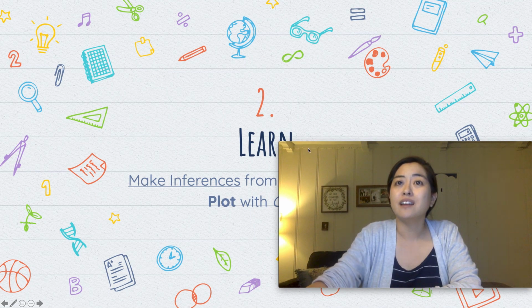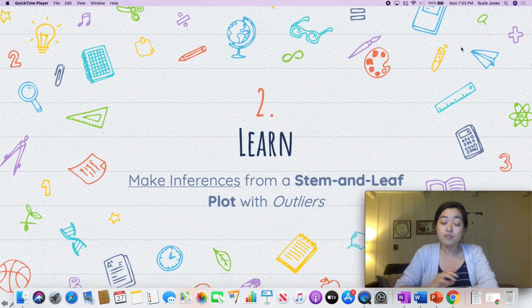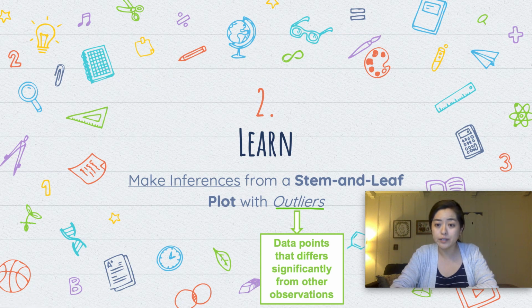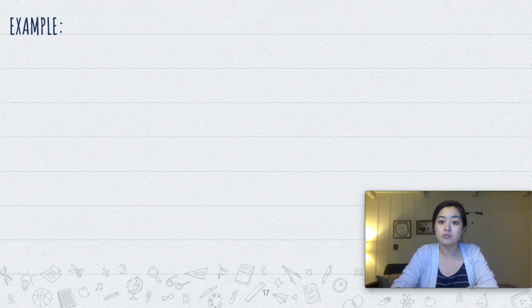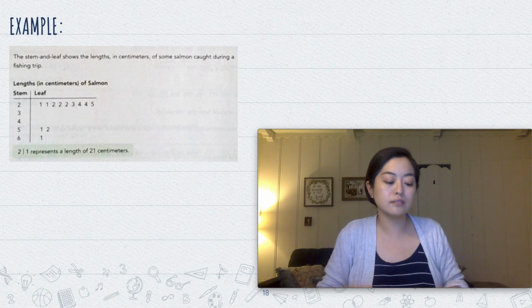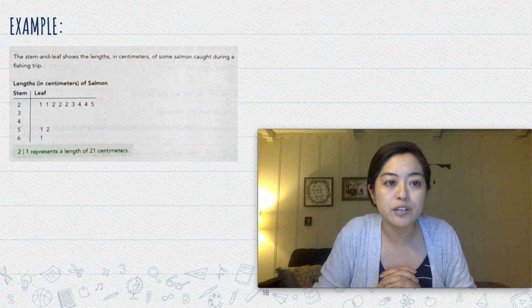Okay. Now, what we're going to learn is how to make inferences from a stem and leaf plot with outliers. What does outliers mean? Well, outliers are data points that differ significantly from other observations. So let's look at an example here while I enlarge my video screen. Okay, so this stem and leaf plot shows the lengths in centimeters of some salmon caught during a fishing trip.